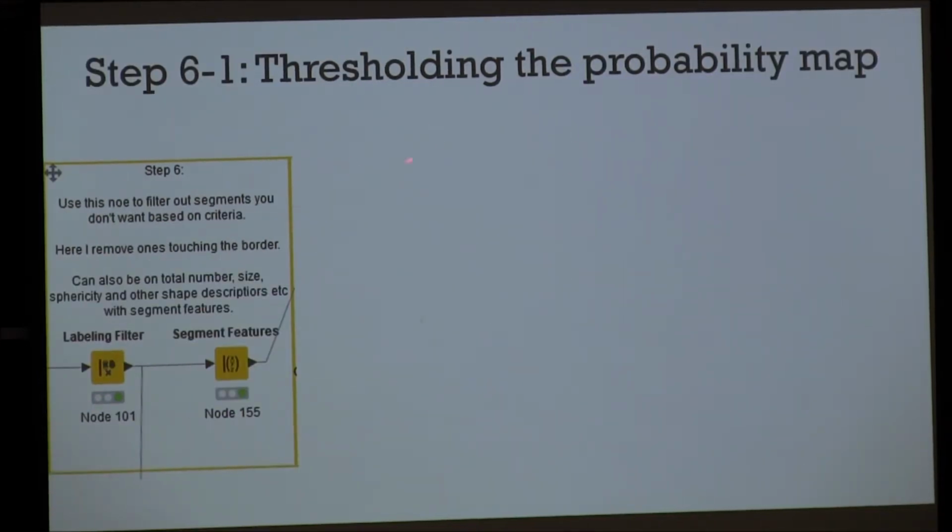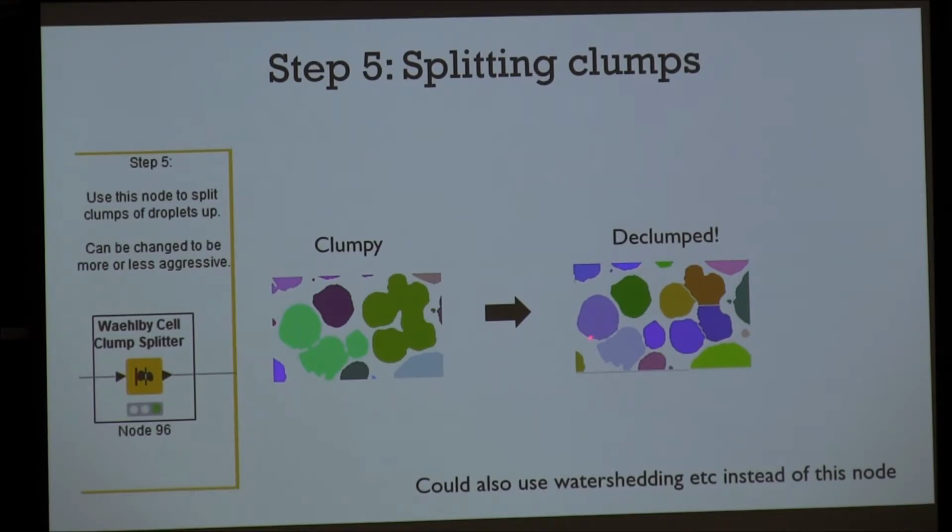Okay, so now we've got our declumped segmented labels, what would you do next, right? You want to apply these segments back to the image, and you also want to find out the segment features, like how big is each of these balls or some other features related to that.